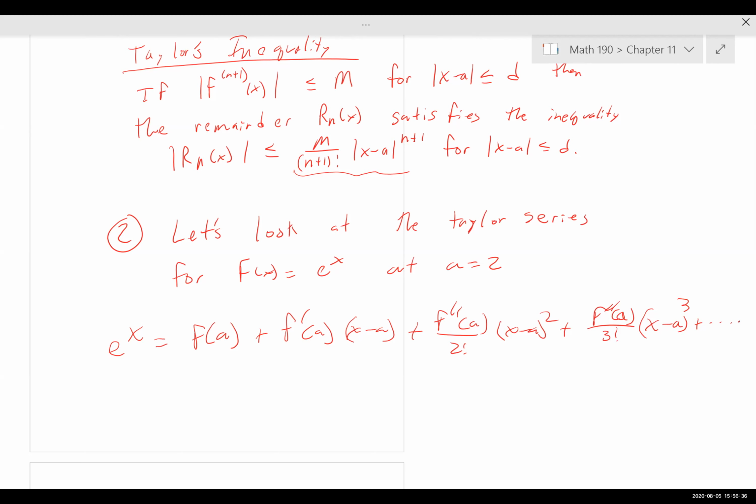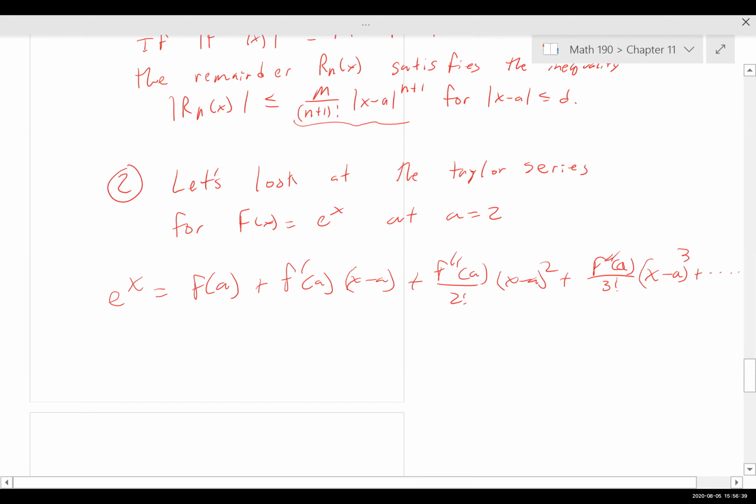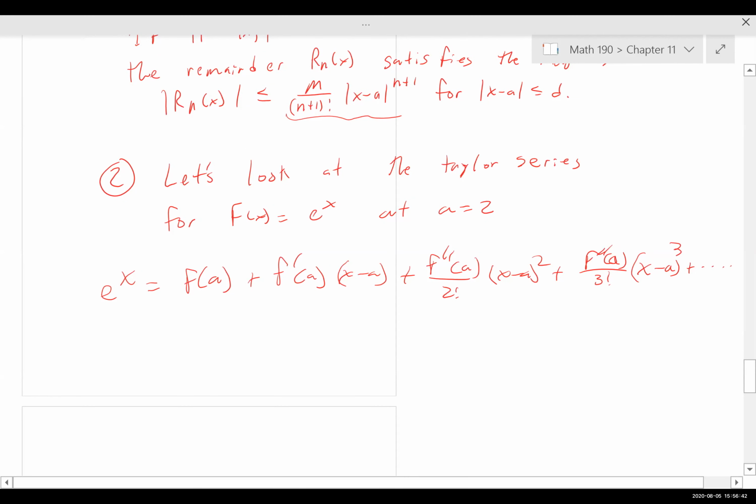What's going on? Well, let's look at our derivatives first. If f of x is equal to e to the x, then f prime of x is also e to the x, and it just keeps going. The derivatives are itself. That's the property of e to the x, that it is its own derivative. So what is f of 2, f prime of 2, f triple prime of 2? Aren't they all e to the 2?